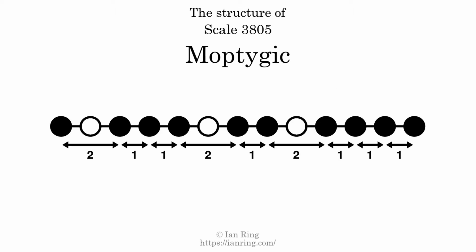The structure of a scale is a description of the interval distance between each successive tone. This scale has a structure of 2-1-1-2-1-2-1-1-1.